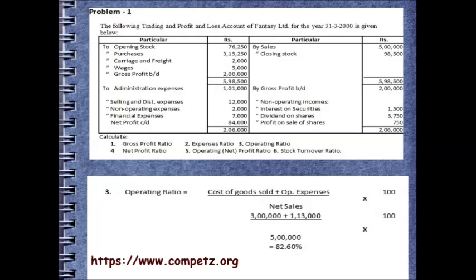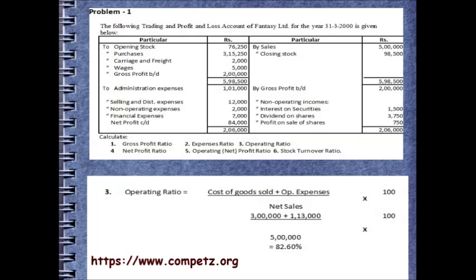Opening stock plus your purchases plus your carriage and freight plus your wages. In the trading account debit side you can see the amounts, less your closing stock, which is in the trading account credit side. So what is your opening stock amount? 76,250 plus purchases, that is also you should add for COGS. Purchases is 3,15,250, carriage and freight 2,000 plus your wages 5,000. This all you have to add minus your closing stock amount, that is 98,500.